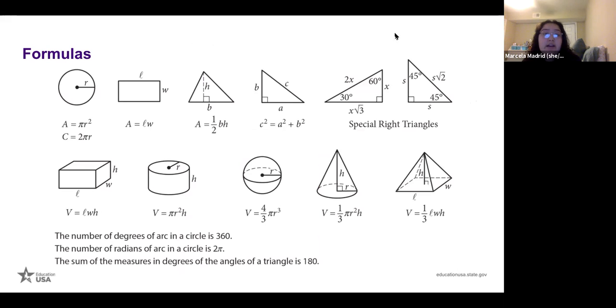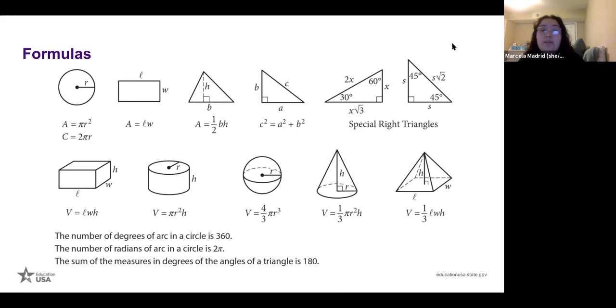You will be given the area for basic shapes, including some special right triangles seen at the top right, and the volume. That means that there will be area problems and that there will be volume problems. That doesn't mean you have to see them, but you might encounter them.